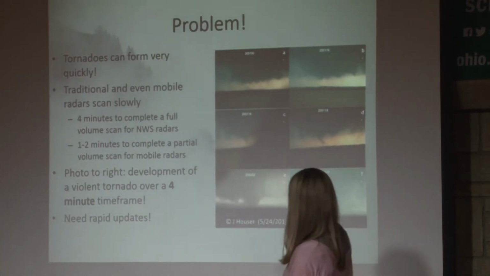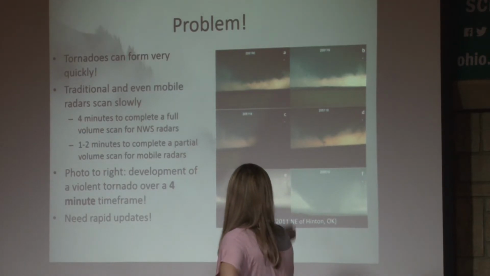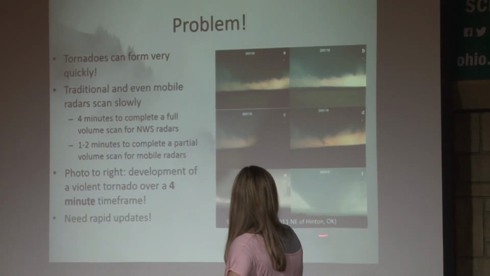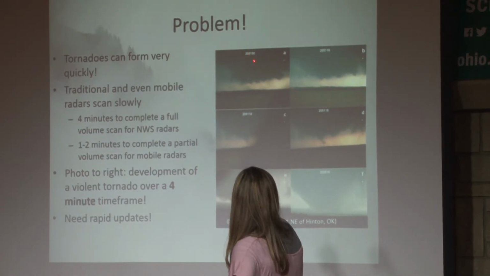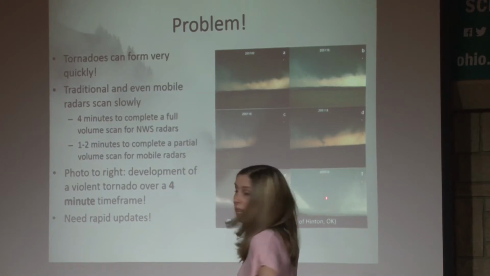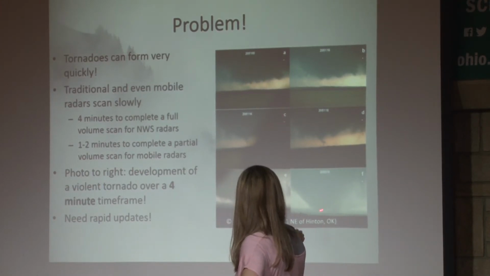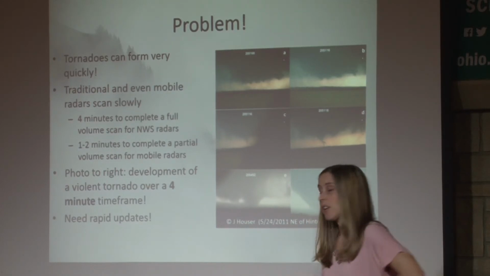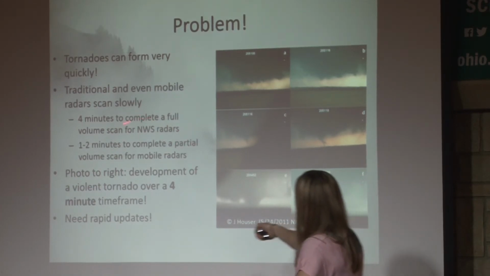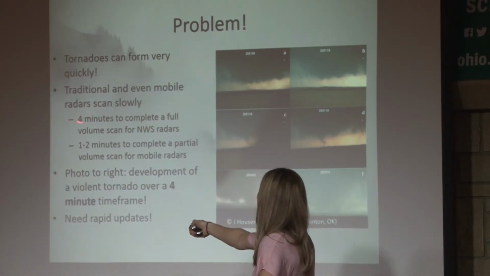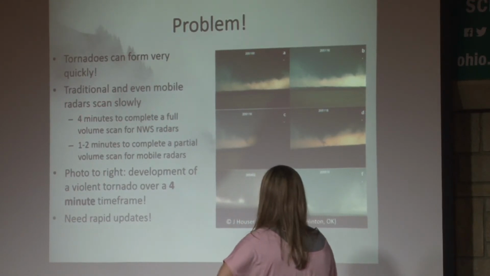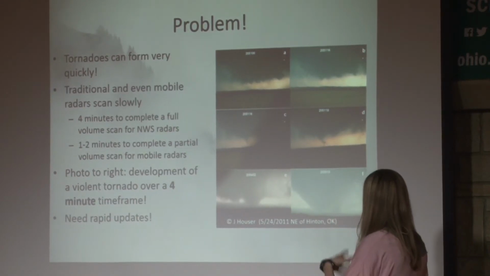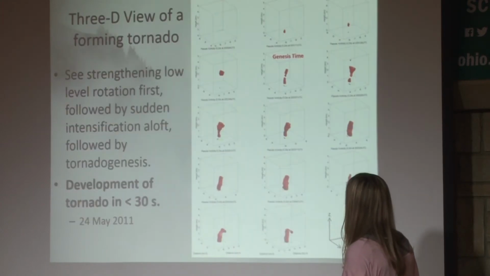But there's a problem here, all right? So we know that tornadoes can actually form very quickly. All right, observations tell us we can go from something like this to like this. If you look at the timestamp, 2051, this is 2055, 4 minutes between this and this. An additional problem is that traditional radars can't scan very quickly. Most of the Weather Service radars take 4 minutes to complete an entire scan of the atmosphere. So this is a problem because we don't have the capabilities to really observe these processes very well.